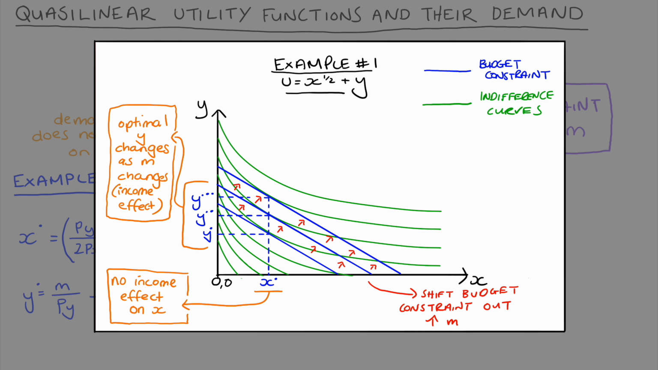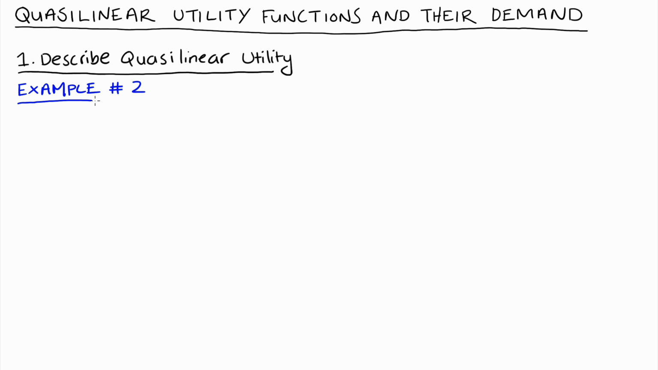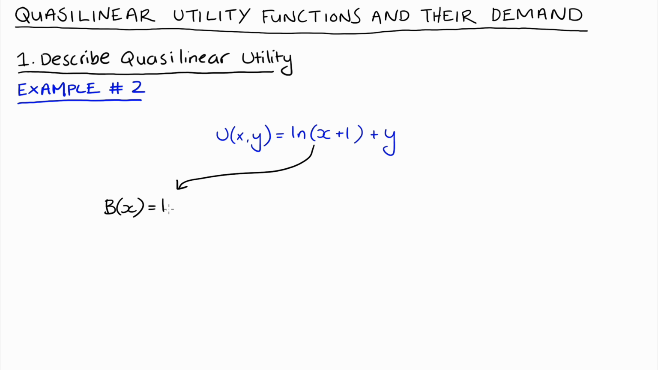Before we get there though, I'm going to do this whole analysis again for example 2. But we can do this all again quite quickly because we've already done this once before. So in our second example, utility is equal to the log of x plus 1 plus y. Now here, abstractly, b of x is equal to the log of x plus 1, and I'm going to check the signs of the derivatives of b of x.